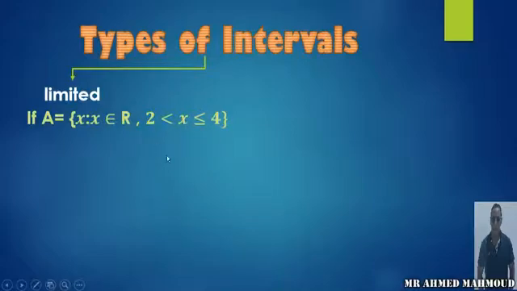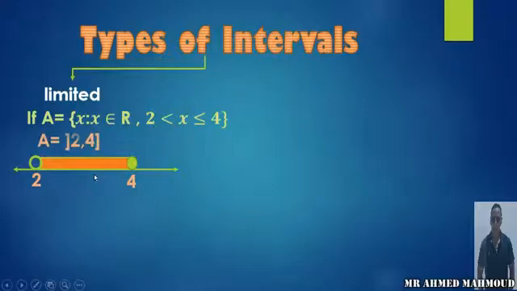It is not related to the equal sign, whether it is there or not. To define that the interval is limited, we must have a start and end, and this is represented on the number line like this: 2 opened, 4 closed. Because we have a start and end, this one is called a limited interval, and it is represented as we learned before, like this.